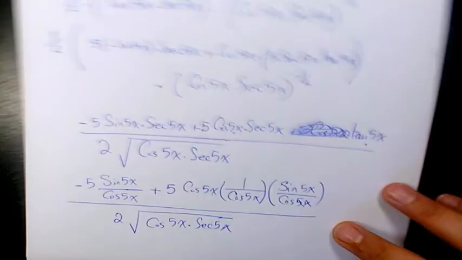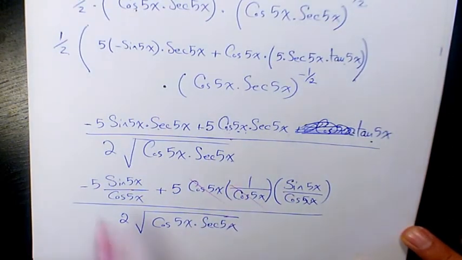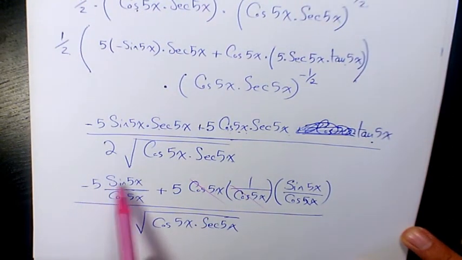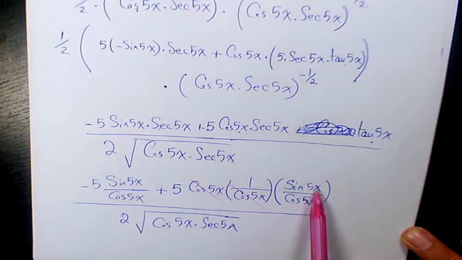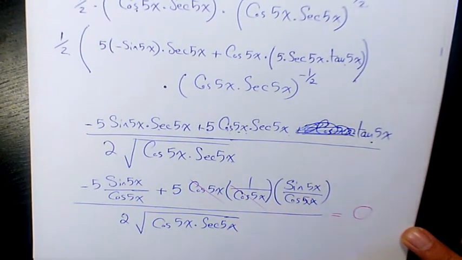Now, cosine and cosine cancel out. Here we have negative 5 sine 5x over cosine 5x. Here I have 5 sine 5x over cosine 5x. These are exactly the same with different sign, so it's going to be 0. The derivative of this function is going to be 0.